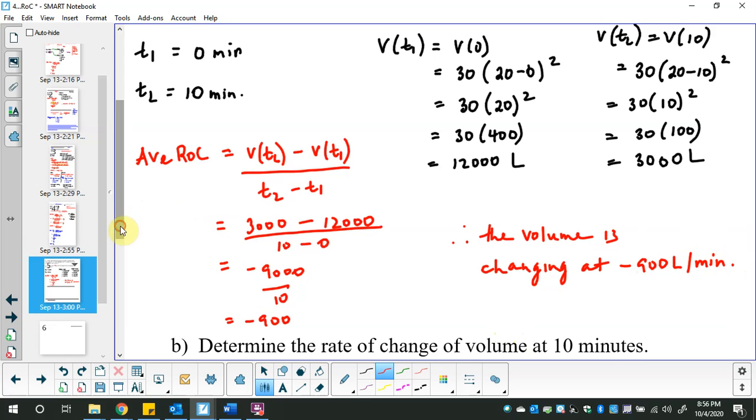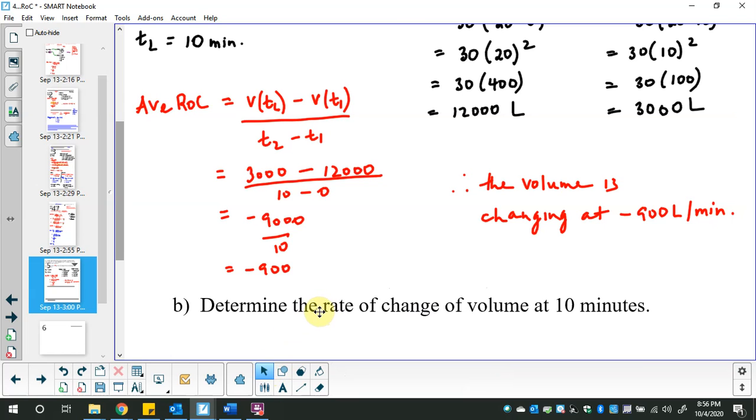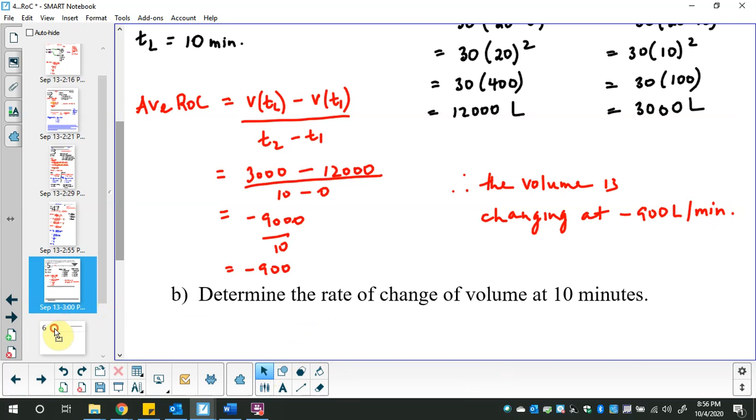So the next question is to determine the rate of change of volume at 10 minutes. So notice I took out the word average. This is where we have to go full scale. I'm going to take this question to the next page because I'm pretty sure I won't have enough room.